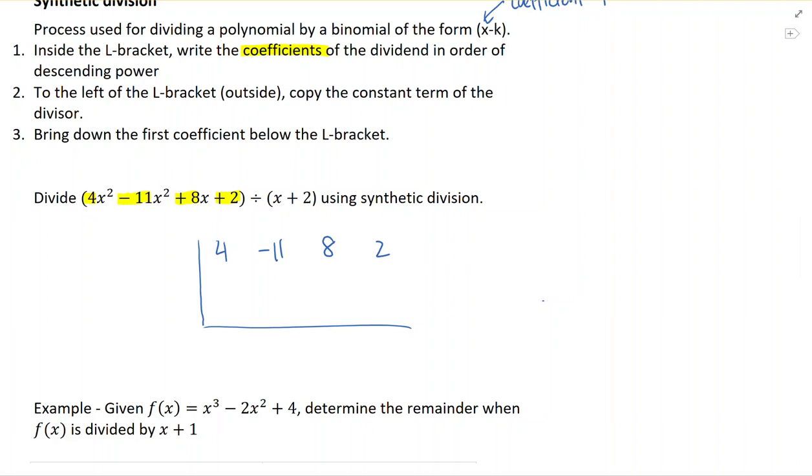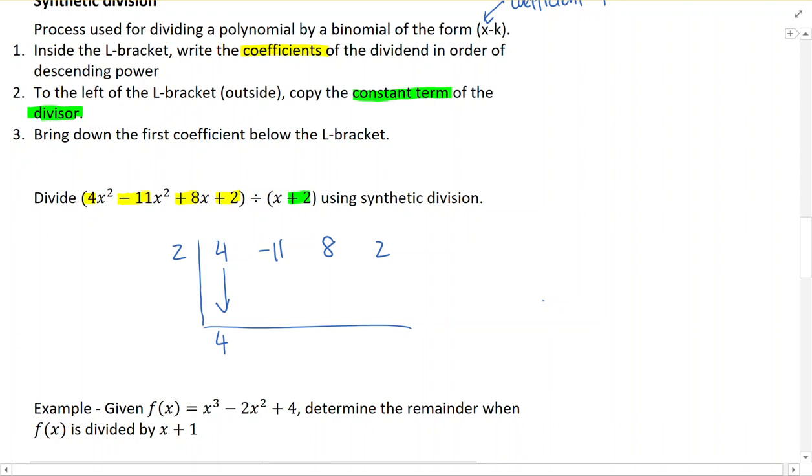Next, on the left of the L bracket, on the outside, copy the constant term of the divisor. So you're writing down that number right there. If it's negative, you'll put a negative. In this case, it's a positive, so I'm just going to write 2. And then next, you're going to bring down the first coefficient below the L bracket. So this number right here, just bring it straight down.